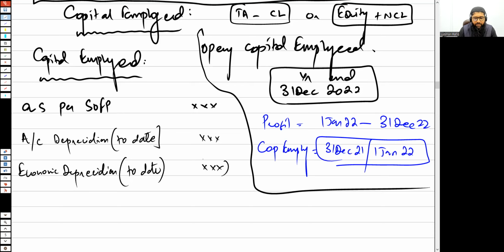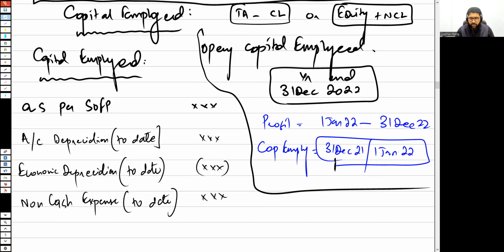The economic depreciation to date needs to be deducted. The non-cash expenses to date. Now, what is this date that I'm talking about? I'm talking about this date, the start of the year.